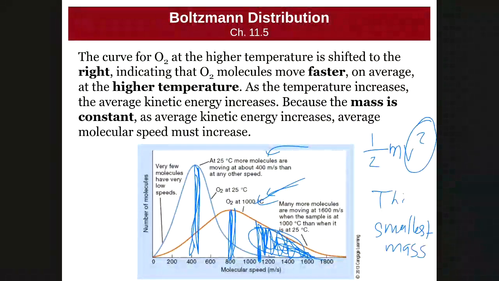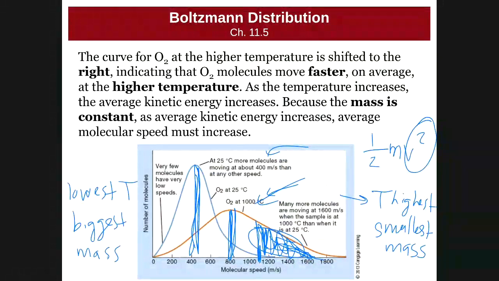So I'll write that here. Highest temperature, smallest mass on this side. Lowest temperature, biggest mass if the peak is closer to this side. So it's all about that peak.